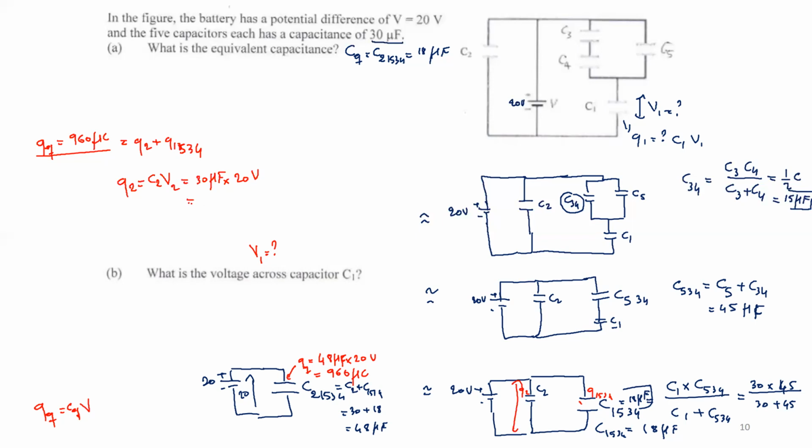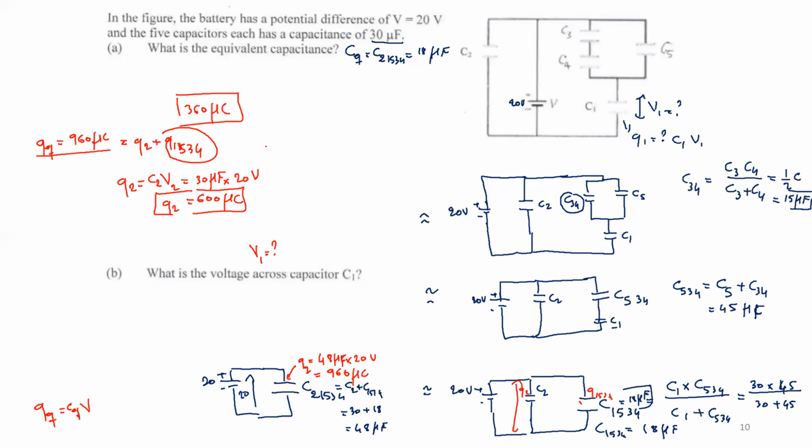Volt. So this is equal to what? 600 microcoulomb. This is charge Q2. So I know this. So this will be just 900 minus this. So this is just 360 microcoulomb.